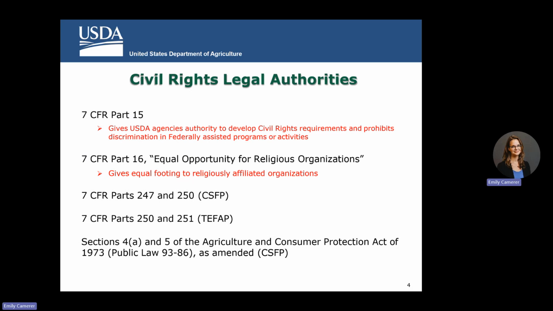The USDA regulations play a vital role in implementing civil rights laws within our federally assisted programs. Specifically, 7 CFR refers to Title VII of our Code of Federal Regulations, including the processes for reporting discrimination and outlines the procedures for investigating such complaints. 7 CFR Part 15 outlines the fundamental civil rights protections in our programs, while CFR Part 16, titled Equal Opportunity for Religious Organizations, ensures that religiously affiliated organizations are given equal footing in accessing resources and support for the individuals that they serve.